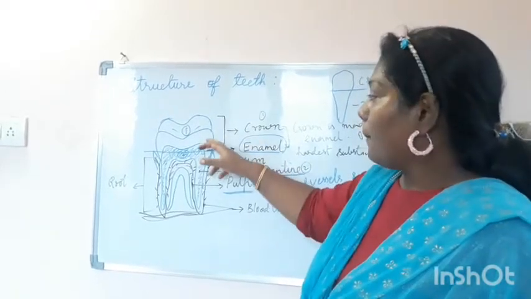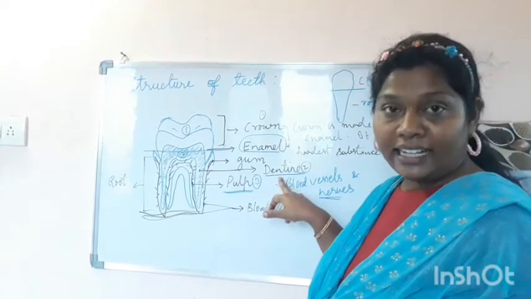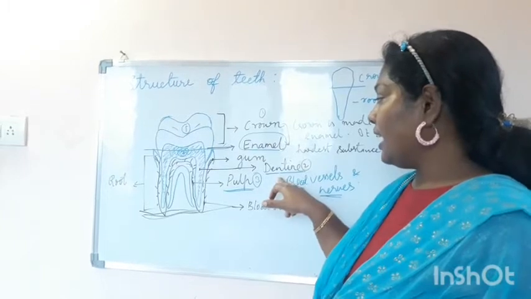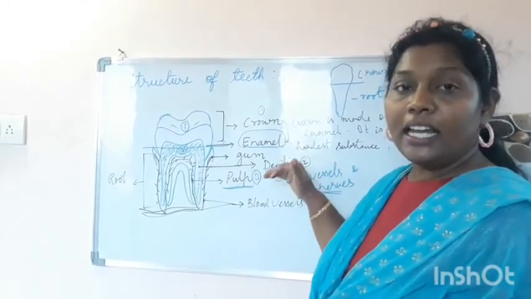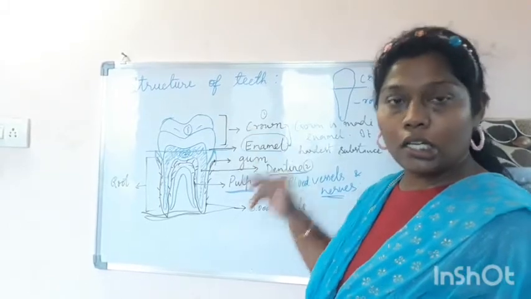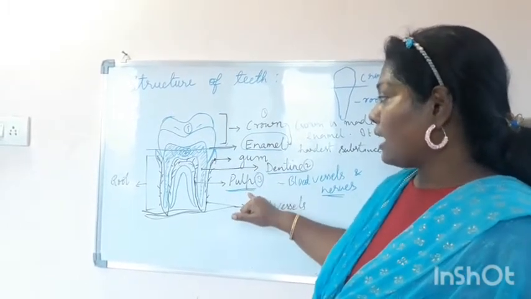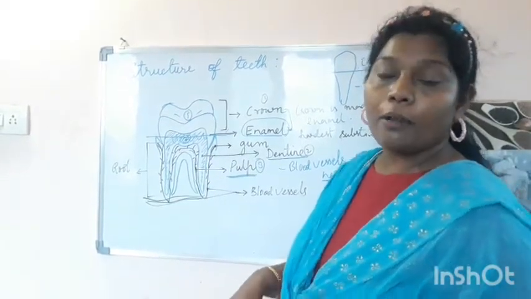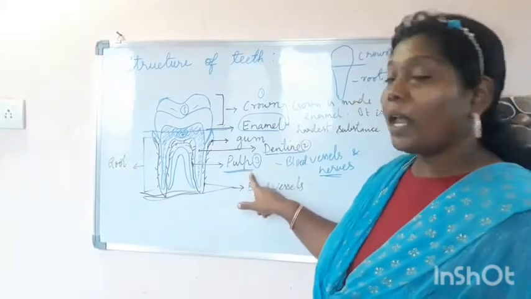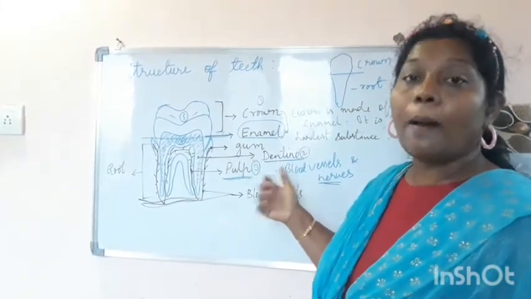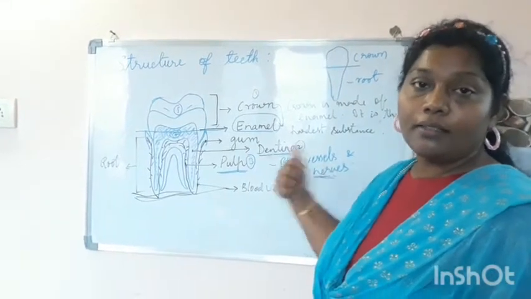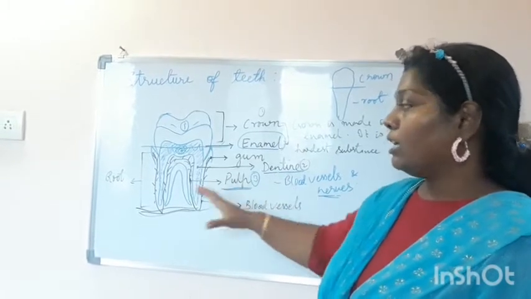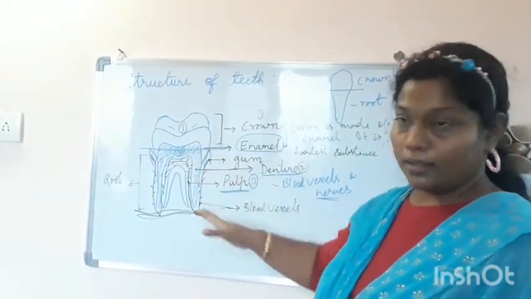Okay, children? Below the crown, we have the dentine. D-E-N-T-I-N-E, dentine. It is acting as a support to the crown. Beneath that, we also have a soft tissue which is called the pulp. This soft tissue contains blood vessels and nerves. So it will give you the sensation to the teeth.